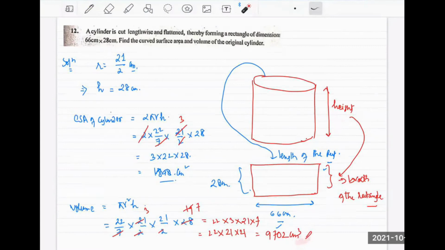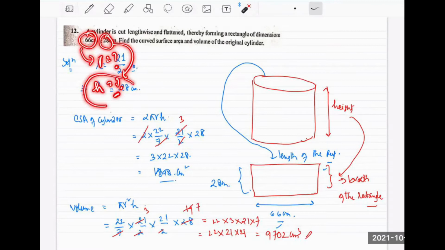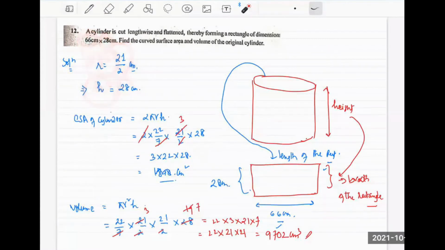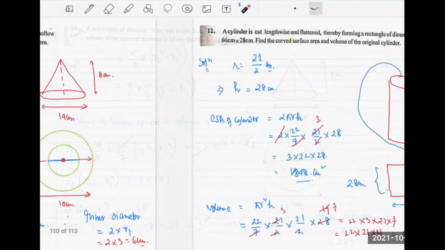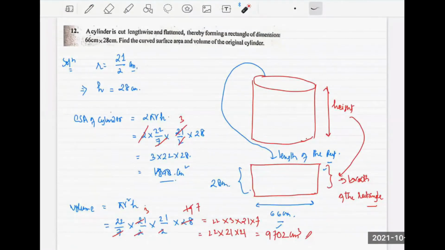Okay, this is it. The curved surface area, you know the formula. Volume, you know the formula. The rest is just multiplying by putting in the values, right? What you need to know is how to transform this 66 and 28 into radius and height. How to obtain the height and radius of the cylinder from this 66 and 28. That's the only trick that you need to know.